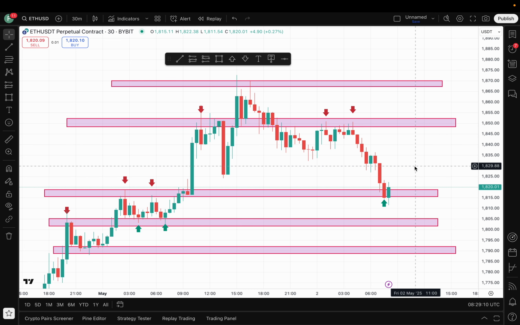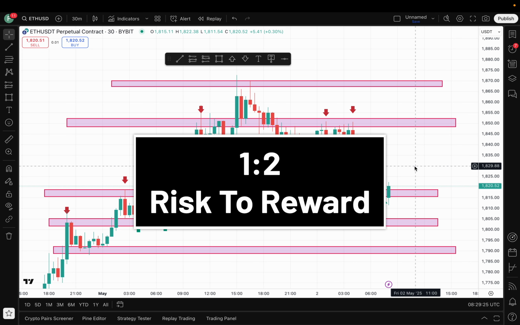Now, we have different risk to reward ratios. We have 1:2, 1:3, 1:4, 1:5, 1:6, and so on and so forth. Now, what is the meaning of this risk to reward ratio? Let's, for example, say you are using 1:2. 1:2 means that 1 is your risk and 2 is your reward.